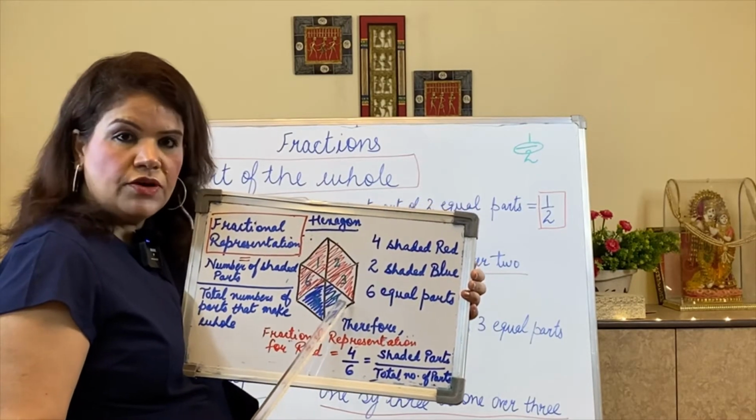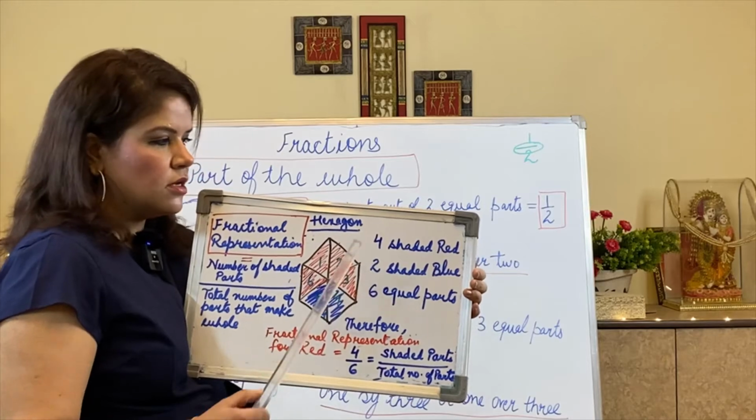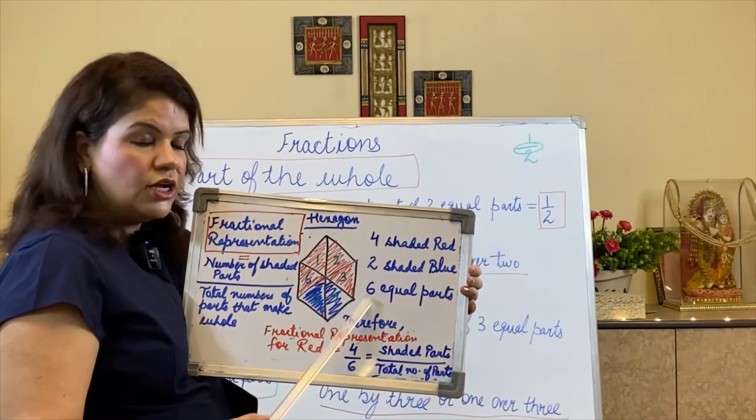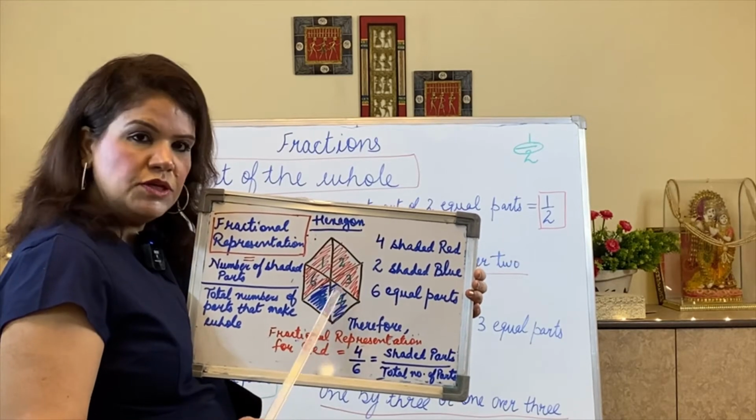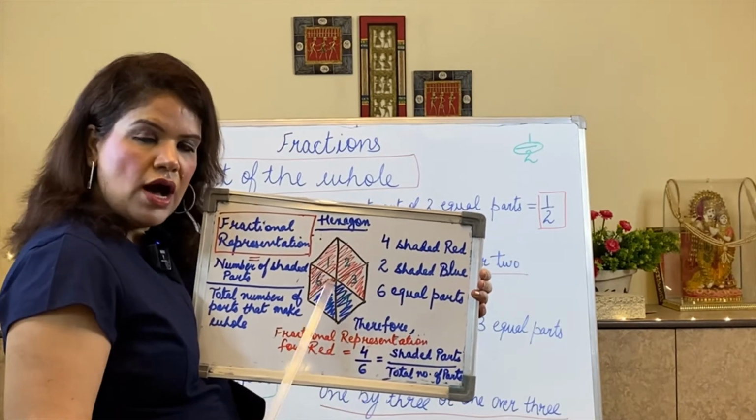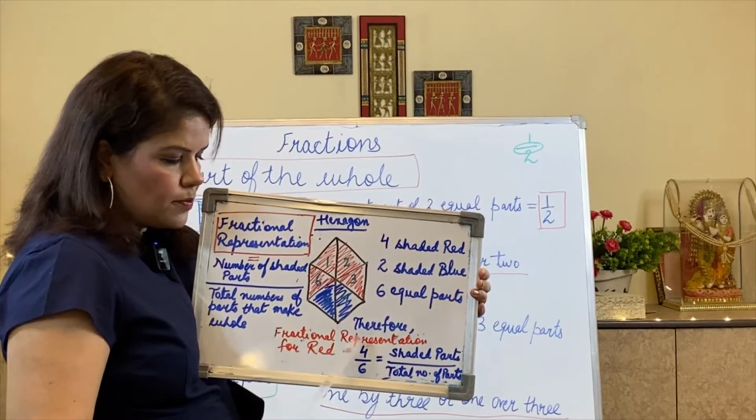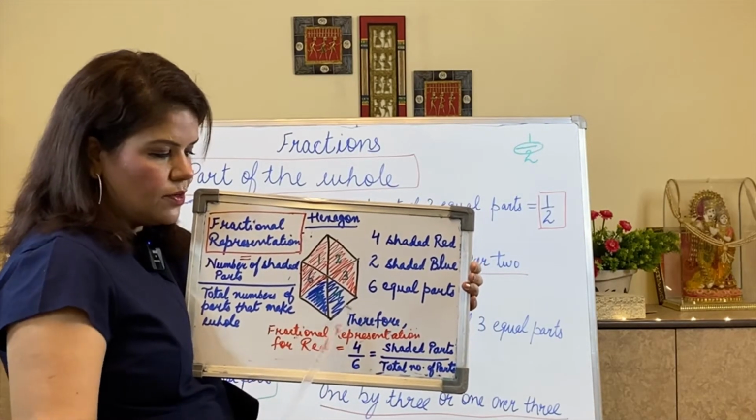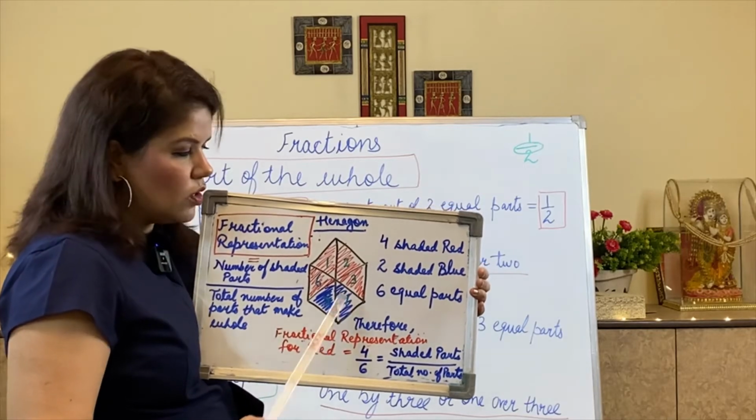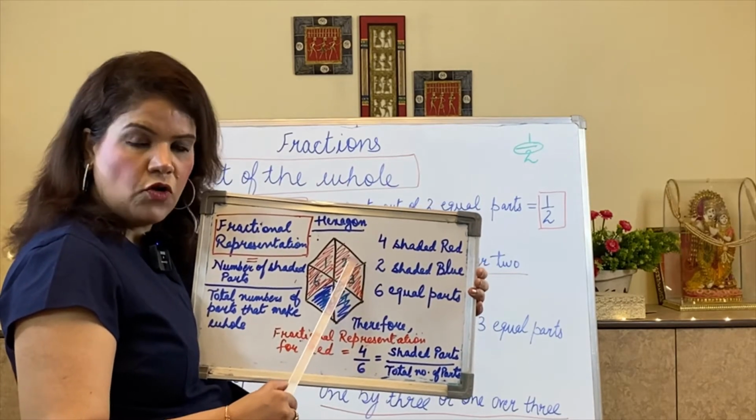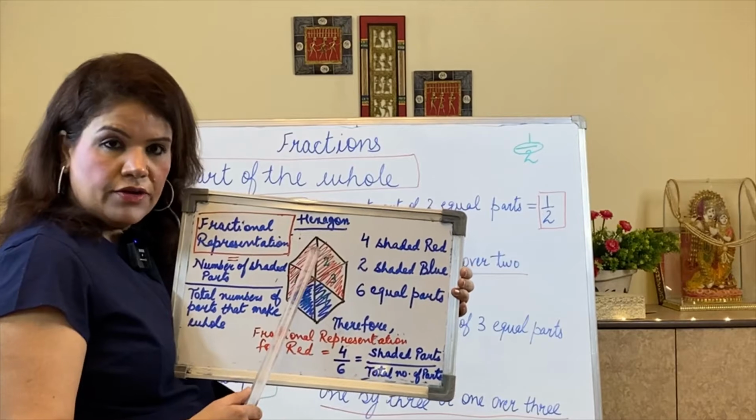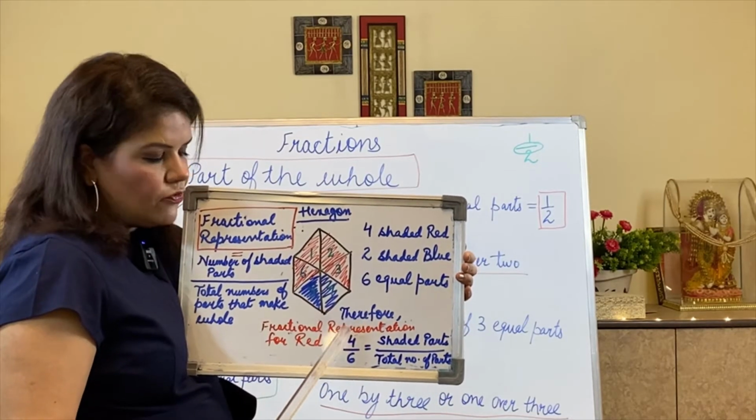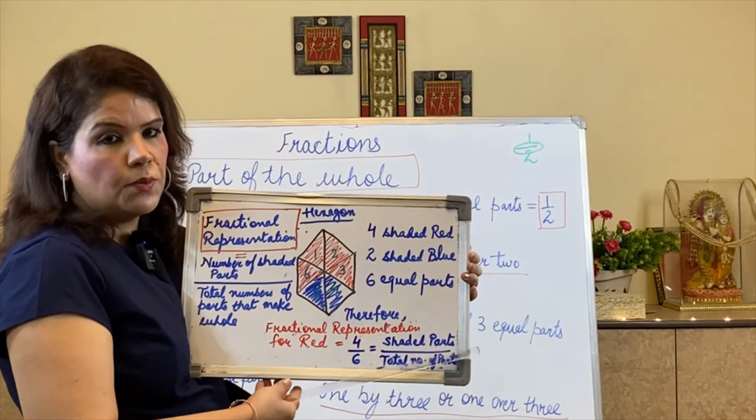What will be the fractional representation for the blue parts? How many blue parts are there? There are 2 blue parts. How many total parts? It has been divided into 6. So the fractional representation for blue will be 2 by 6. This is the fractional representation for red because there are 4 red parts. So we will write the fractional representation as 4 by 6. But for blue, we will be writing 2 by 6.